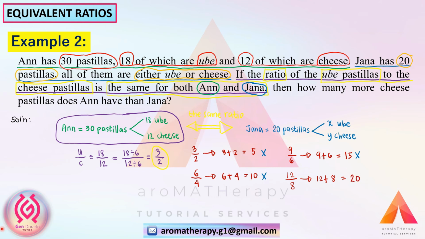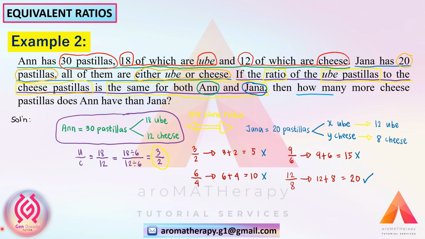So, let's try to check if 12 over 8 is the answer talaga. What are we going to do? Simplify 12 over 8. What is the simplified form of 12 over 8? 3 halves ba? Divide by 4 si 12. Divide by 4 si 2. So, therefore, 3 halves nga. So, let's check. So, we write x is equal to 12 ube and y is equal to 8 cheese.